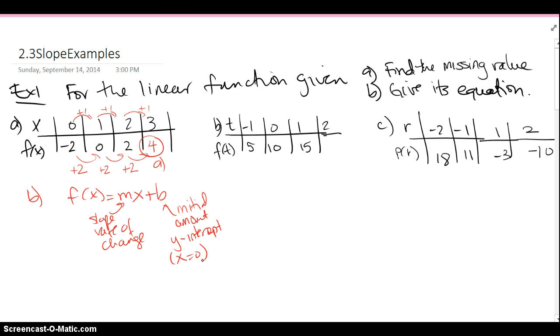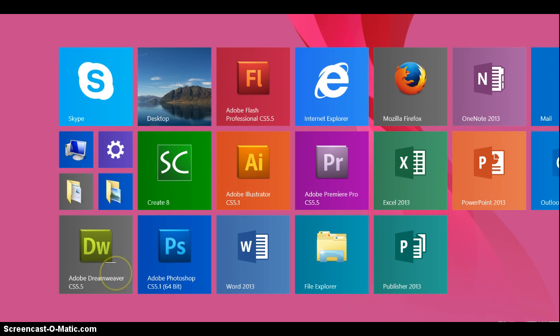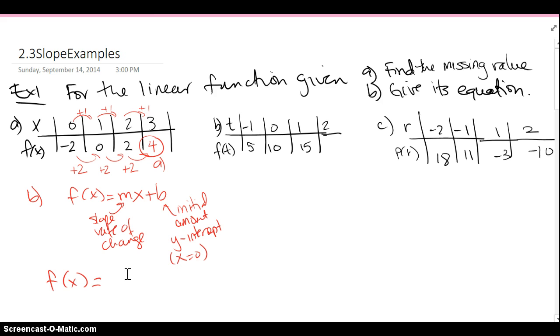So from our table, we can say f of x is equal to the rate of change, which is 2, so 2x, plus the value associated with x equals 0, the y-intercept, which is -2. So our function is f of x equals 2x minus 2.